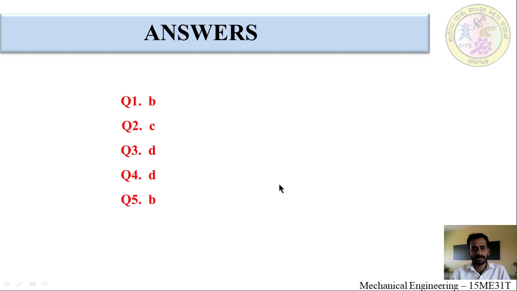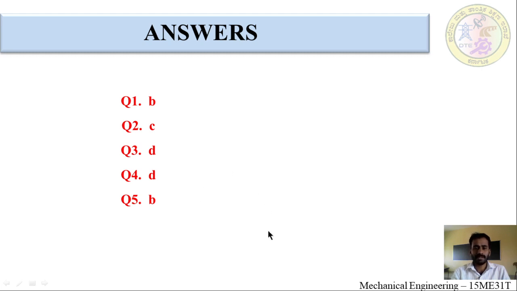Okay. So, we will see the answers for the questions. Question number 1, option B is the right answer. For question number 2, option C is the correct answer. For question number 3, option D is the right answer. Question number 4 is also option D, and for question number 5, option B is the correct answer.